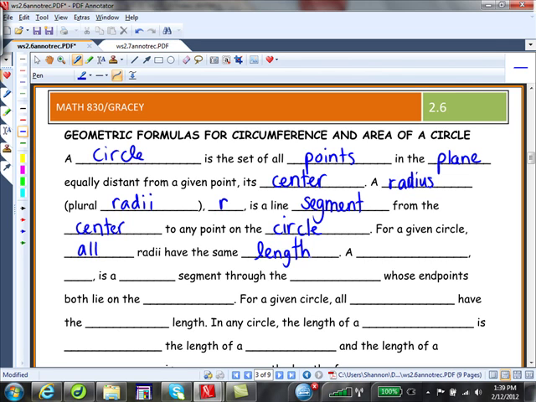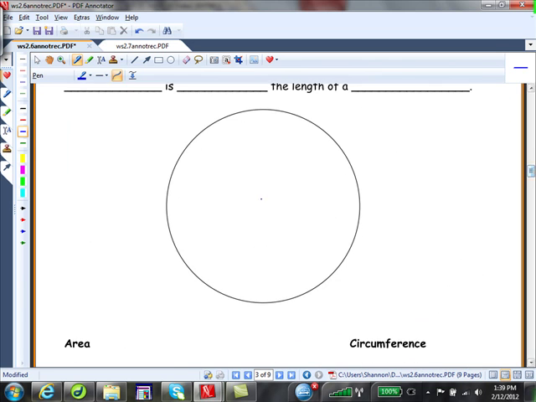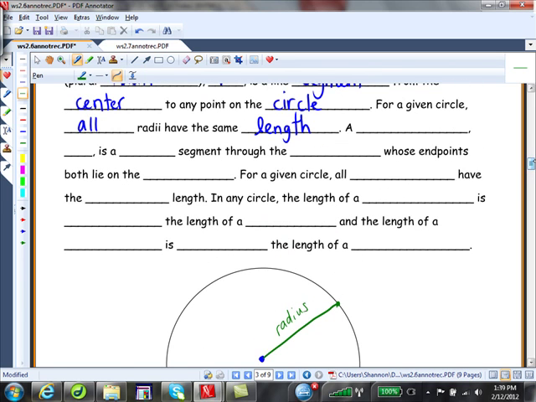So let's go down. We'll come back to all these words, but let's go down here and let's draw in the center of the circle. Okay, center of the circle. And then, so a radius of the circle, one radius would go here to here. See, it goes to a point on the circle. Right? So this is a radius of the circle. Okay. Now, come back here.